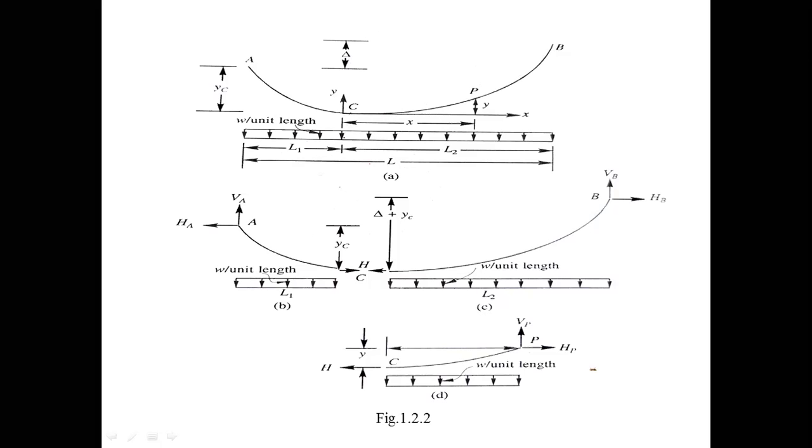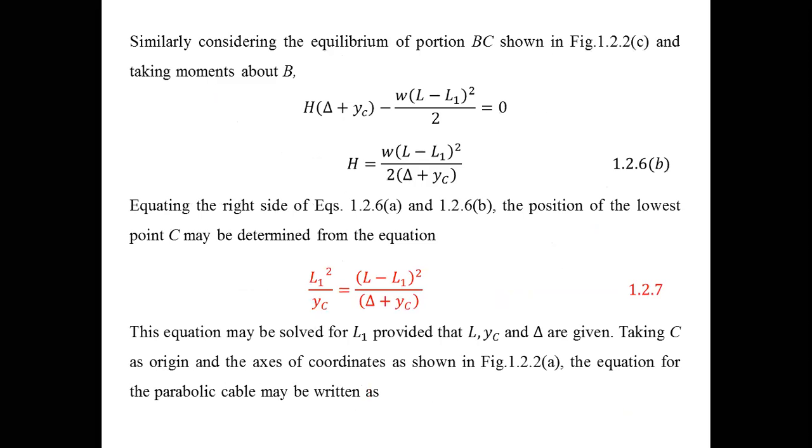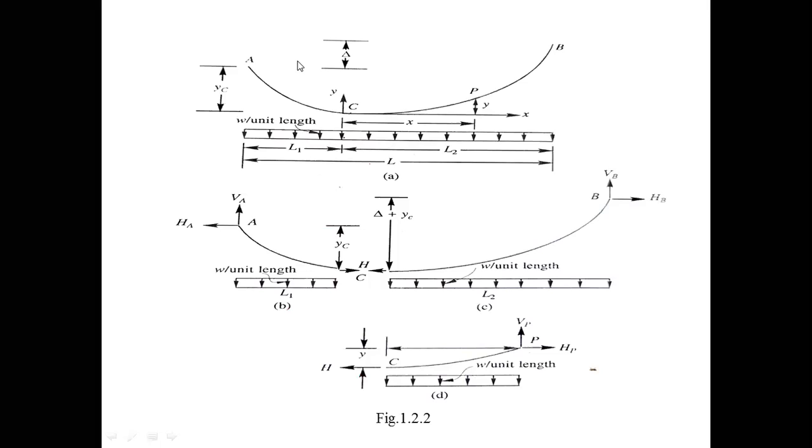midspan y dash m. That means from the inclined line A to B, you draw the inclined line. From support A, the horizontal line, the vertical ordinate is given as 9.375 meters. I am not saying YC, but the vertical ordinate is given as 9.375 meters.